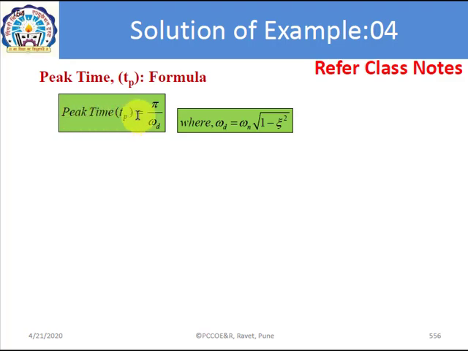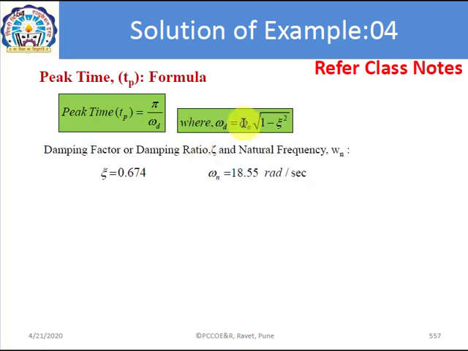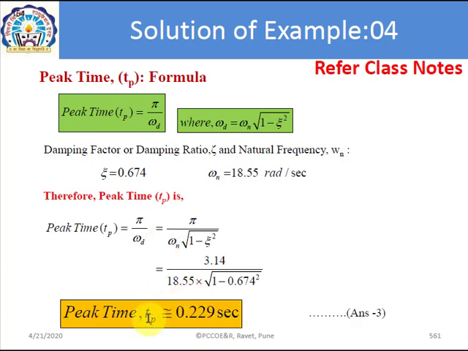Peak time Tp is equal to pi by omega d. Omega d is nothing but the damped natural frequency. Omega d is equal to omega n under root 1 minus zeta square, where omega n is the natural frequency and zeta is the damping factor. We already calculated omega n and zeta, thus we can get the omega d value and substitute in this formula to get the peak time. So substituting zeta and omega n values, we get omega d, and from this formula we can calculate peak time. The peak time for the given system, Tp, is approximately 0.229 seconds.